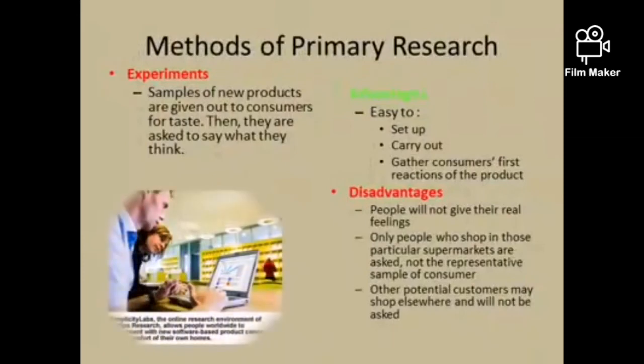Now we will discuss the last method of primary research. It is called experiments. You might have encountered this a lot of times in hypermarkets or whenever you go out in public places. Especially in malls, whenever you are passing by, the shops selling perfumes give you samples. They spray a piece of paper or anything and give it to you and ask you to smell. So it is an experiment basically.